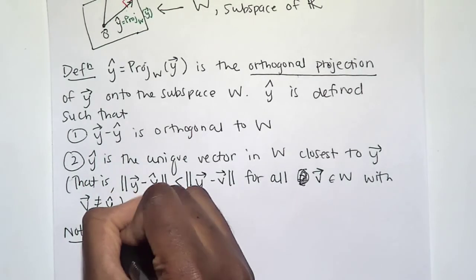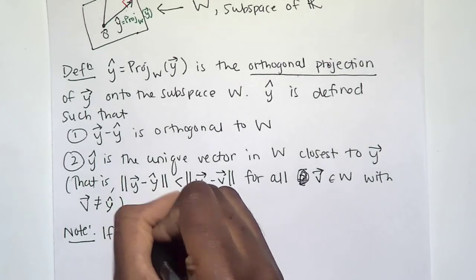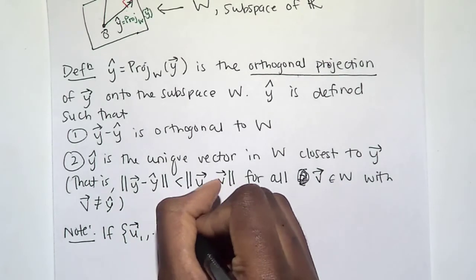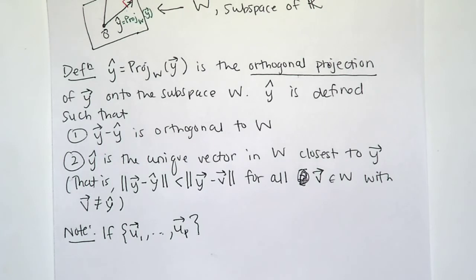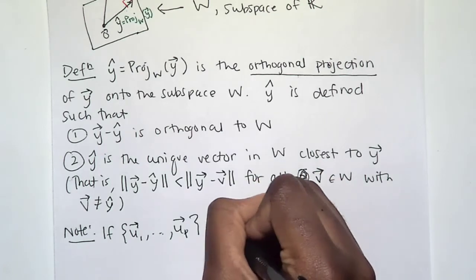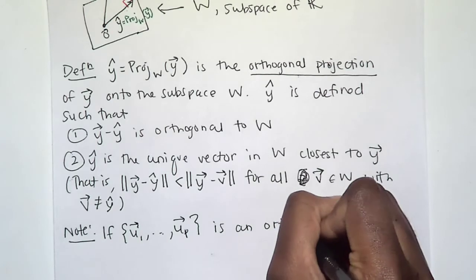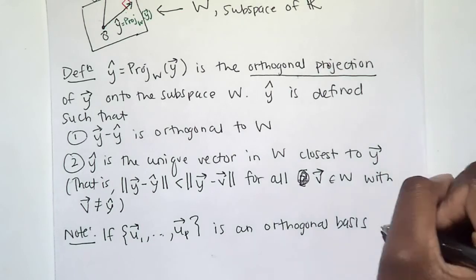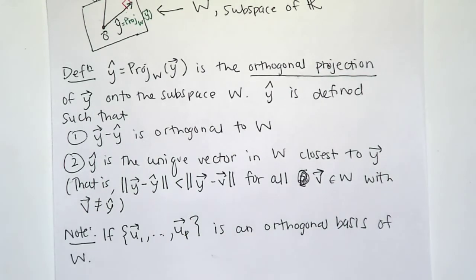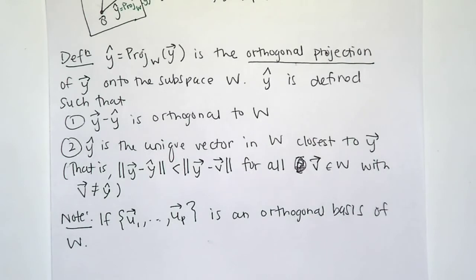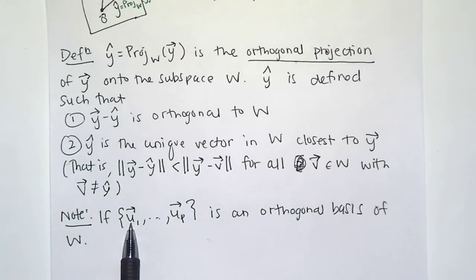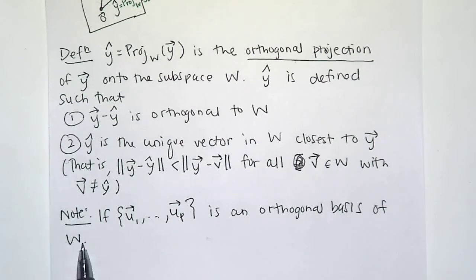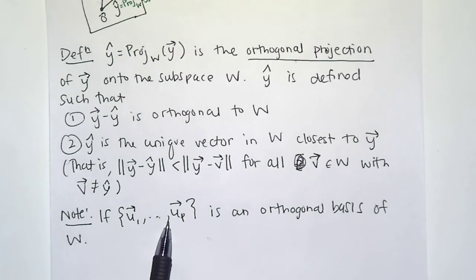All right, here's our note. So if we have a set of vectors, u1 to up, that is an orthogonal basis of W, all right, that's a very convoluted statement, so let's break that down. This set of vectors is orthogonal, so if you dot product any two of them, you're going to get 0. It's also a basis of W, meaning that these are all linearly independent and they span all of W.